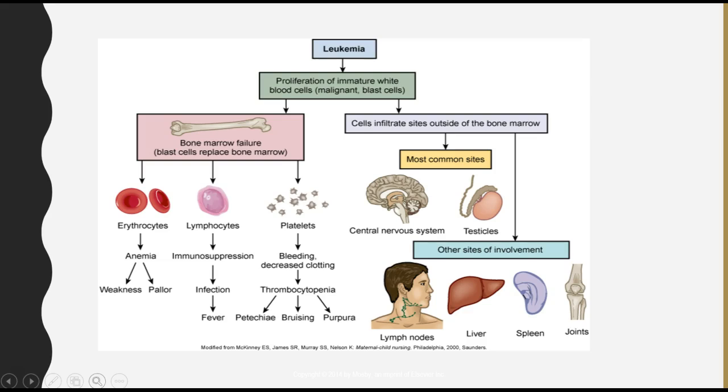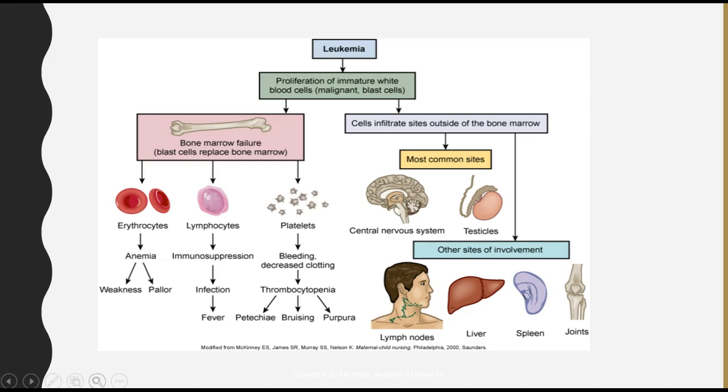Here is a pathophys chart from your book, just to show you how different areas are affected by leukemia. So you have the proliferation of white blood cells occurring, and they're going into the bone marrow, causing bone marrow failure. They're infiltrating sites outside of the bone marrow, the central nervous system, the lymph nodes, the liver, the spleen, the joints. So there's other involvement there. And so it shows you what you would expect to see with that involvement. So those manifestations are related to the bone marrow problems and the invasion to other organs.